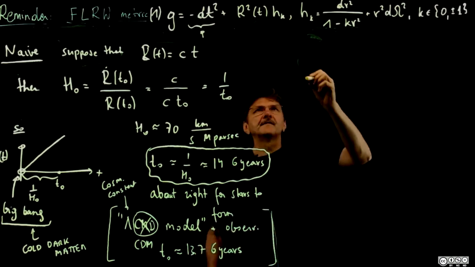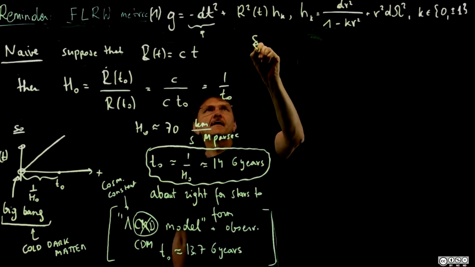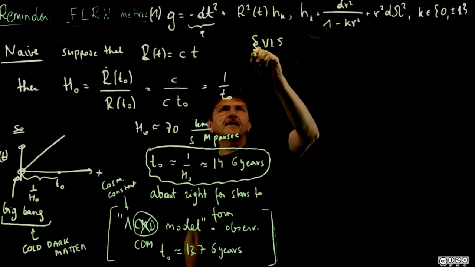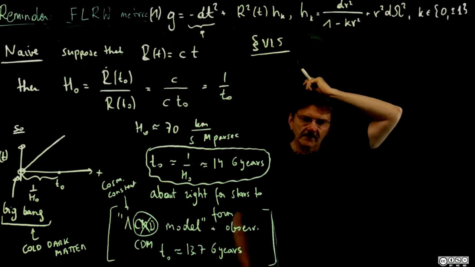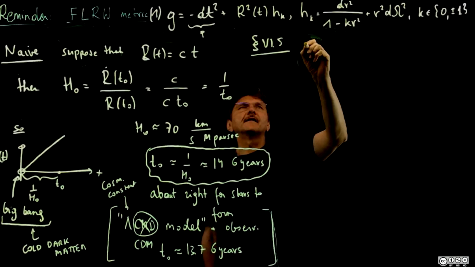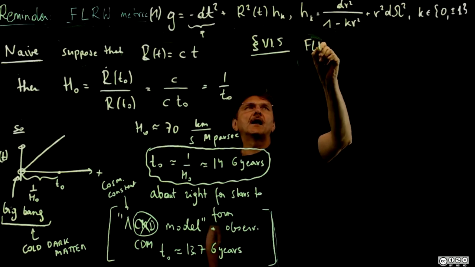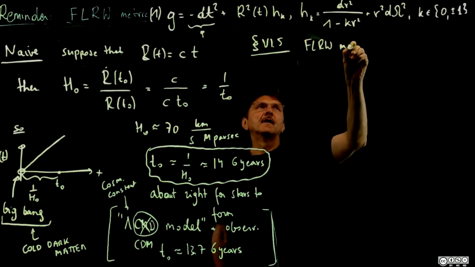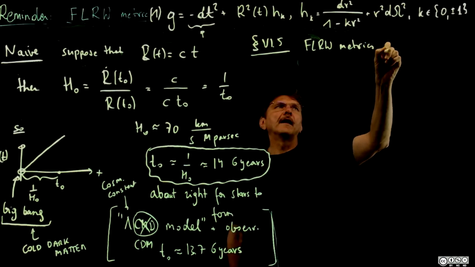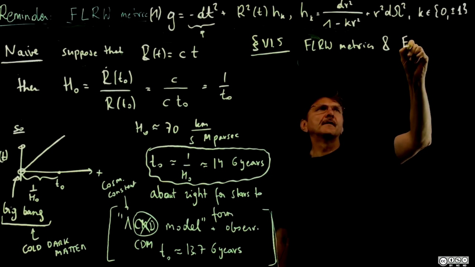So this is the next section. Is it 6.5, Eva, or 6.6? Should be 6.5. Great. So yes, FRW metric and Einstein equations.